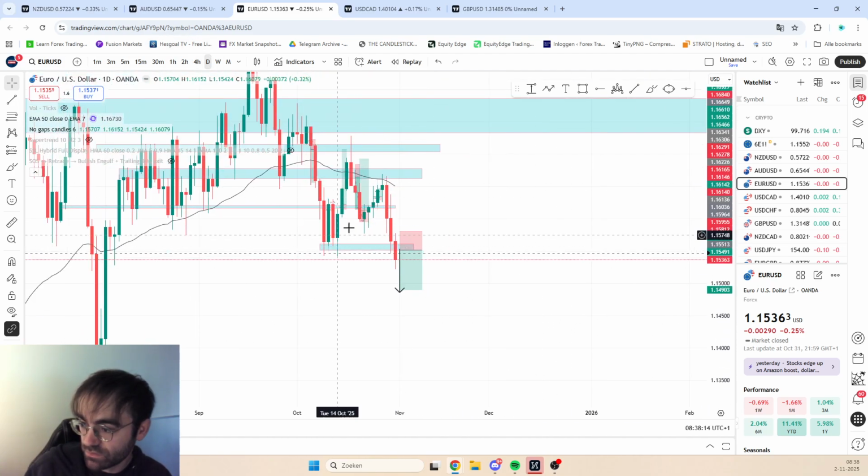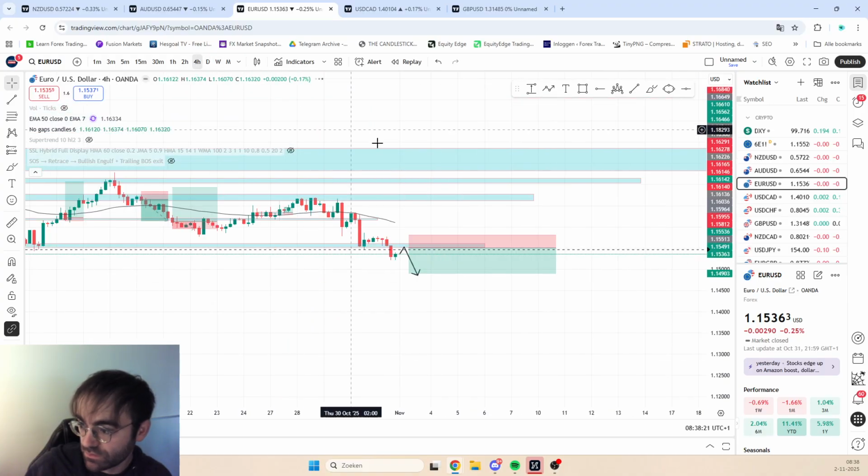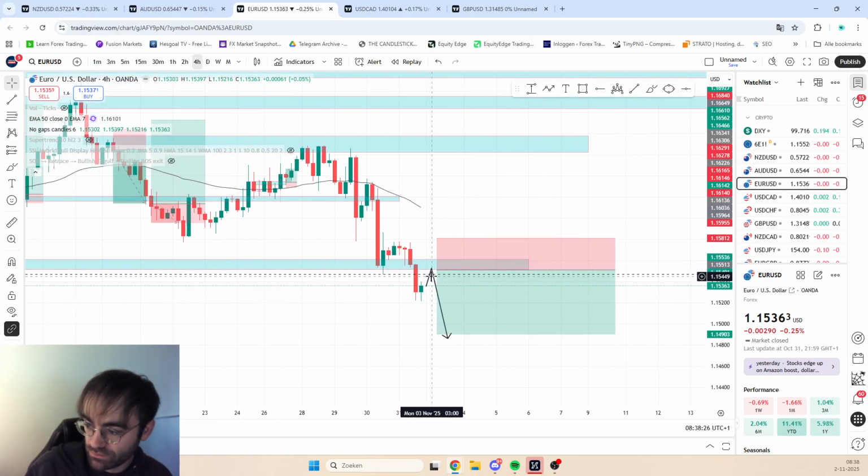Also the daily just engulfed, and the weekly also engulfed. So yeah, I'm fairly confident in a bearish next week for Euro USD, and I'll look for a retracement like this.